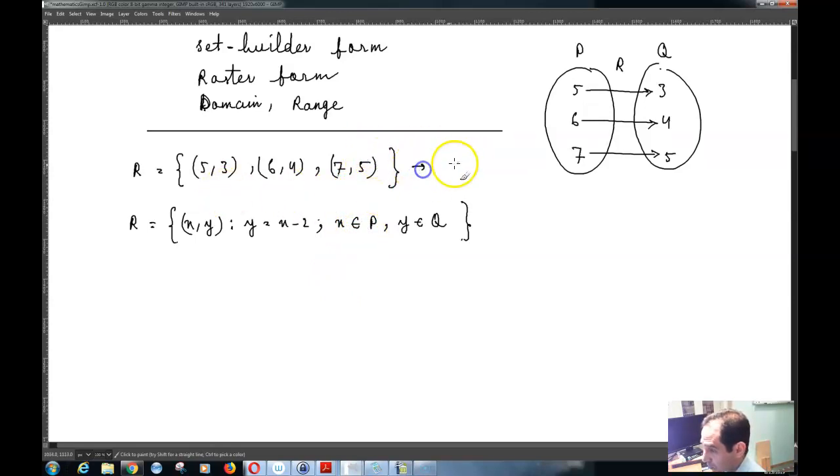So this is roster form, and this is set builder form.